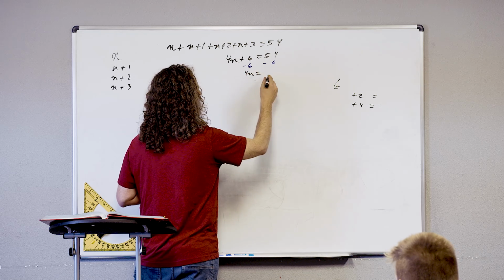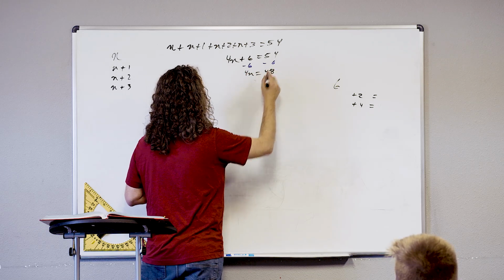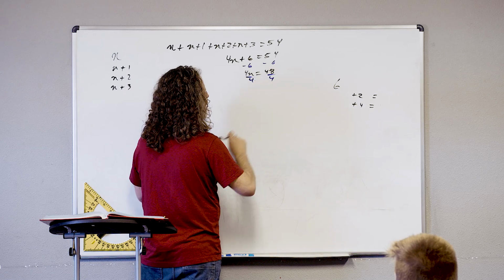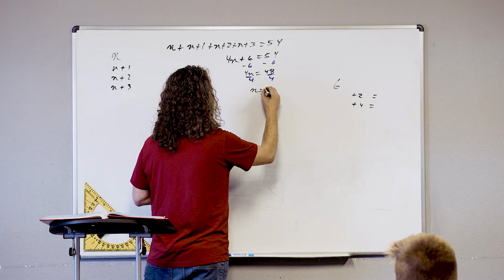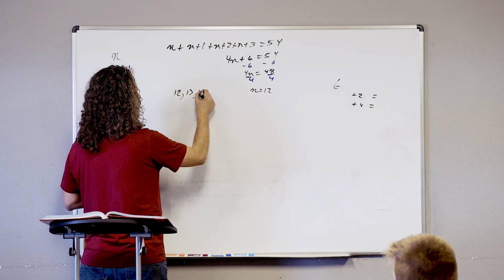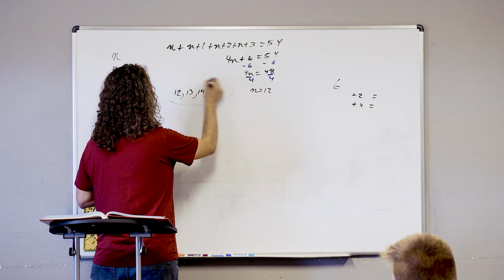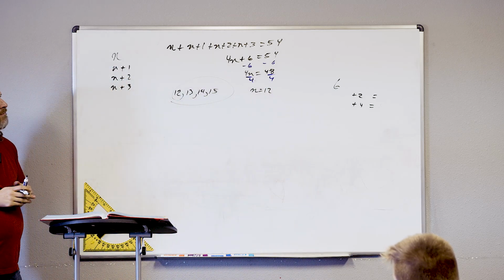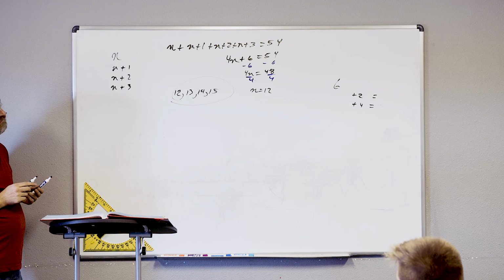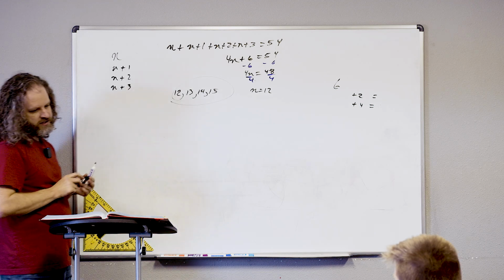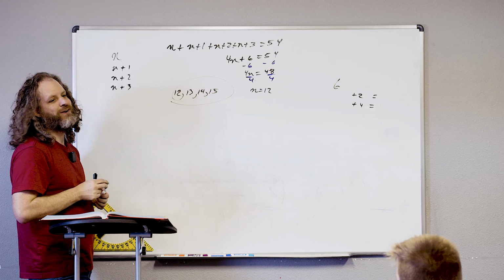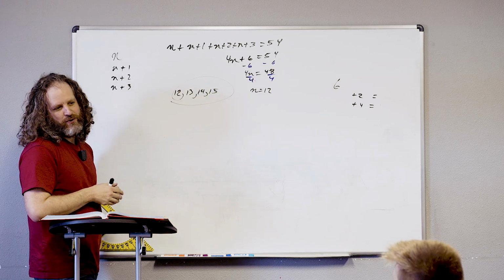4n equals 48. And divide by 4, n equals 12. So the first one is 12. The next one's 13, 14, 15. Can you end at 12, 13, 14? It says to find 4 consecutive integers. So, no, you cannot. It depends on what it asks for on the problem.